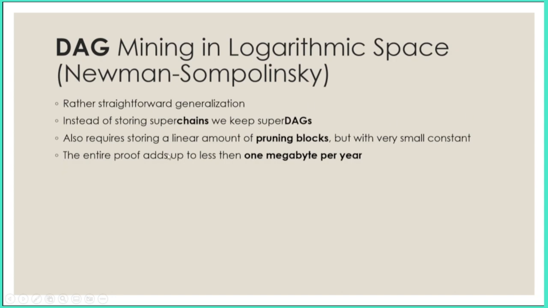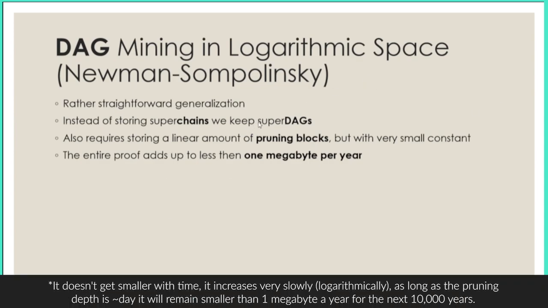So the entire proof adds up to less than 1 megabyte per year. So yes, this accumulates. It's not a constant, but it's very, very small. 1 megabyte per year, even though technically it's linear, it's completely forgivable and we can operate this way. And it only gets smaller with time, by the way.